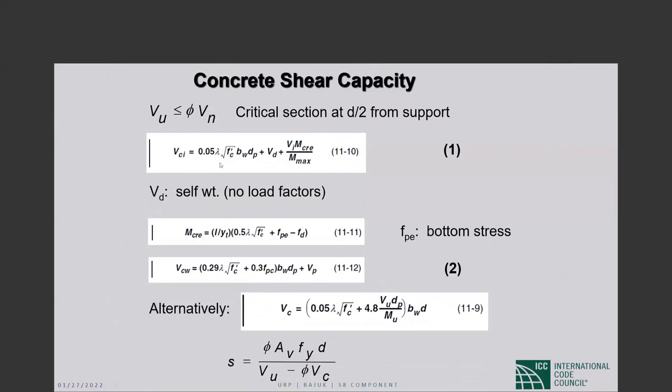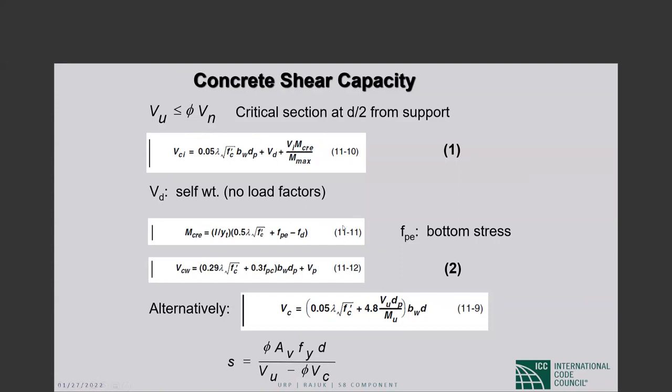Here is the V sub CI equation, the flexure shear equation, shear capacity of concrete. I'm sure you know what the lambda factor is. Lambda factor is the effect of lightweight concrete on the strength of concrete. So ACI gives us the values if I use lightweight concrete. And then f prime c, usual, b sub w is the width of the web and so on. And then the moments are factored in here. It's a complicated equation. M sub cre is the cracking moment, which is given by this equation. So if you do this by hand, it's going to take a long time.